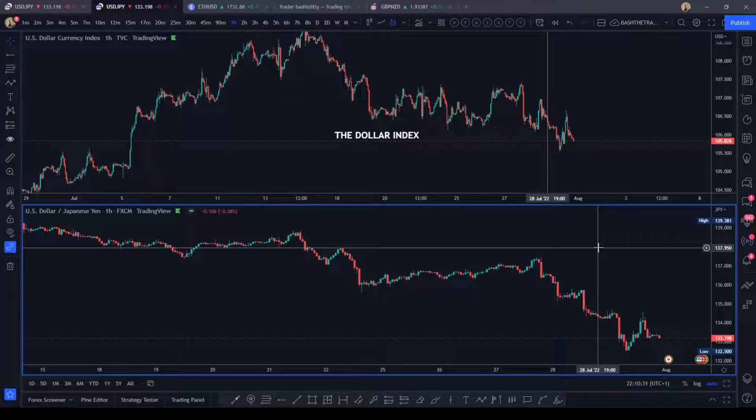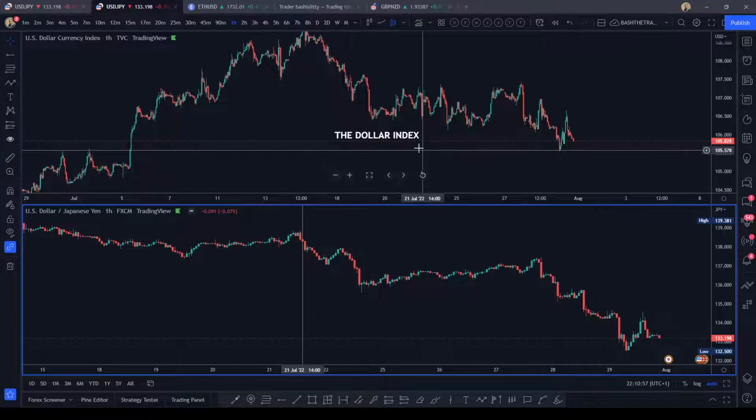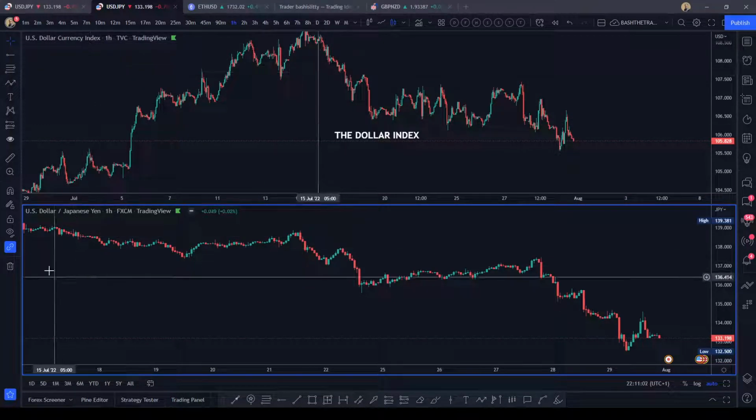So how do you have a strong edge in the market? How do you have a strong directional bias using the dollar index when you are trading USD currency pairs? What you can see on my screen right now is the split screen of TradingView, and I have the dollar index open and also the USD/JPY open. This first screen here is the dollar currency index, and this second screen here is the USD/JPY.